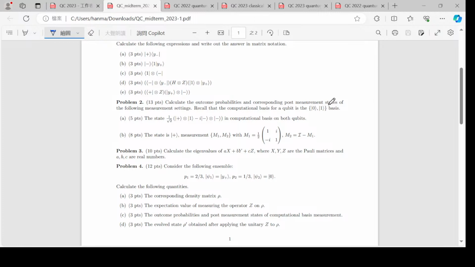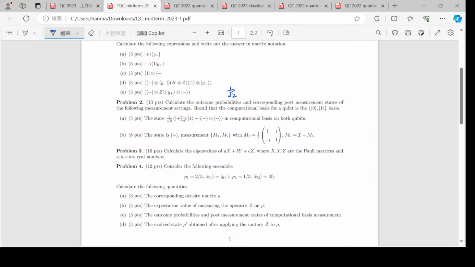This one is about measurement, and we test you on two different measurements. The first one is measurement in the computational basis, and the second one is measurement with respect to those two measurement operators. It should be pretty standard, but let's do this once again. For the computational basis, you just express everything in computational basis states and look up the amplitudes. Let's see if I can get the correct answer here.